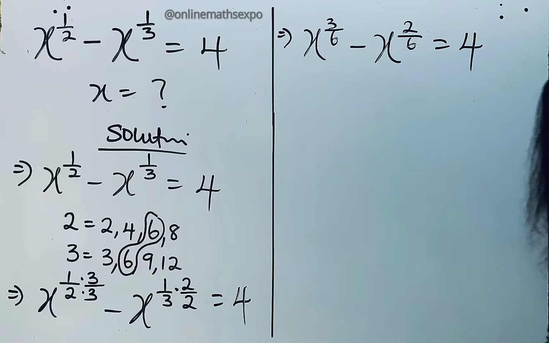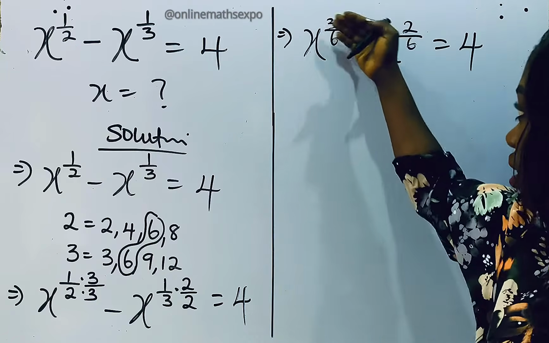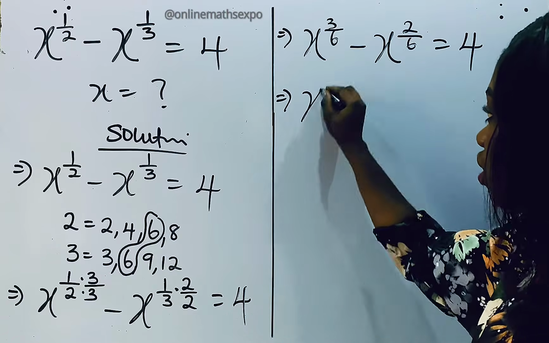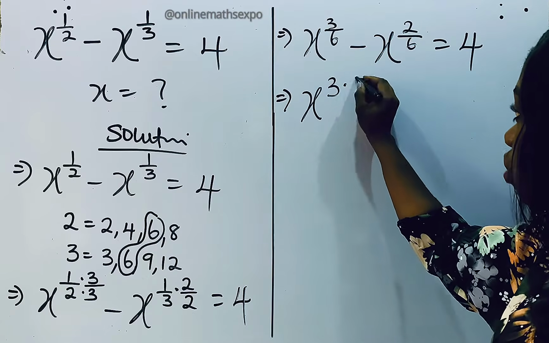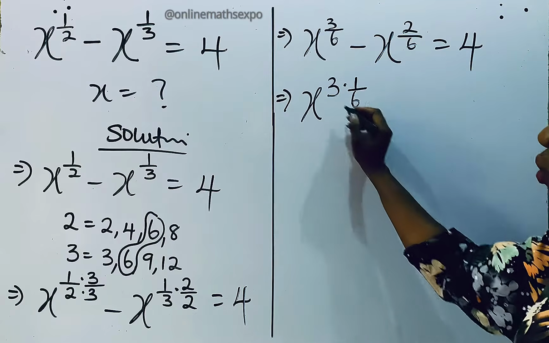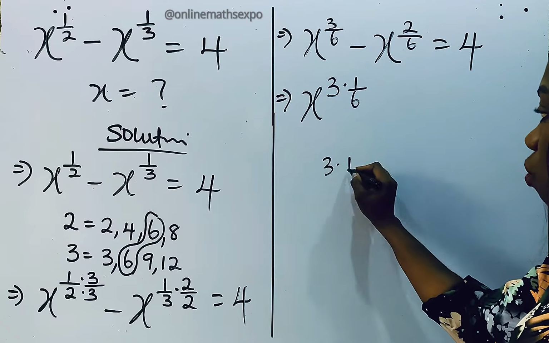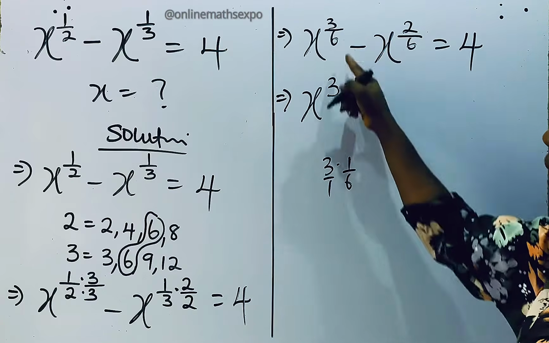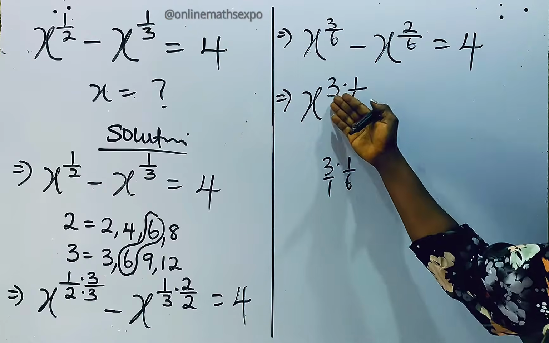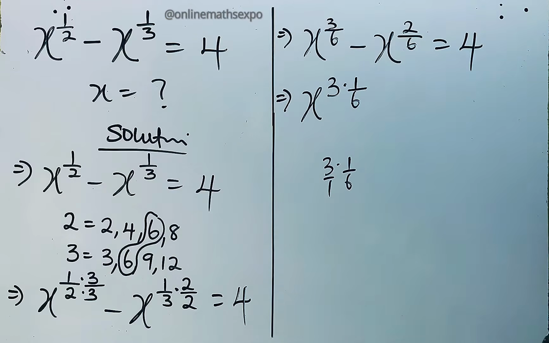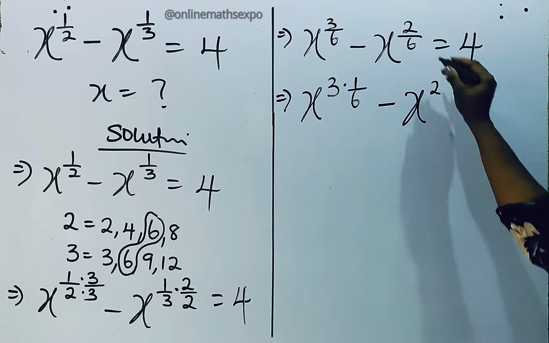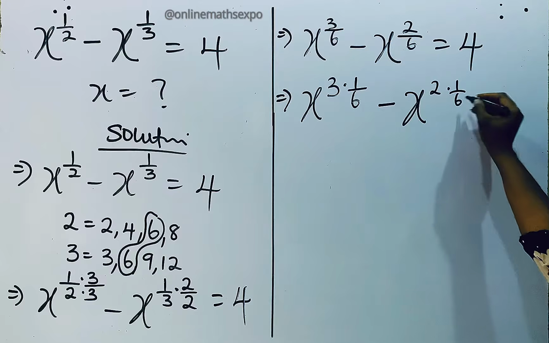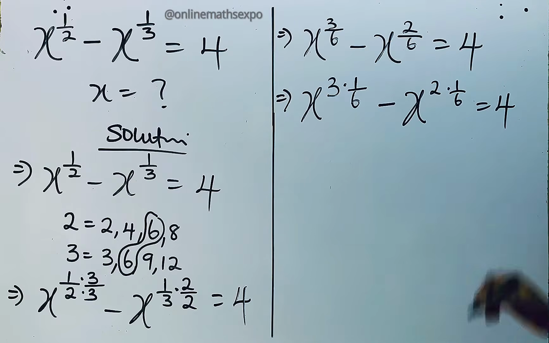Now what do you do at this point? We are going to rewrite this as x to the power of 3/6, which is the same as 3 multiplied by 1/6. When you multiply 3 by 1/6, it gives you back 3/6. So this is the same as this. You have still not changed anything. So we also do the same here: minus x to the power of 2 multiplied by 1/6 is equal to 4.